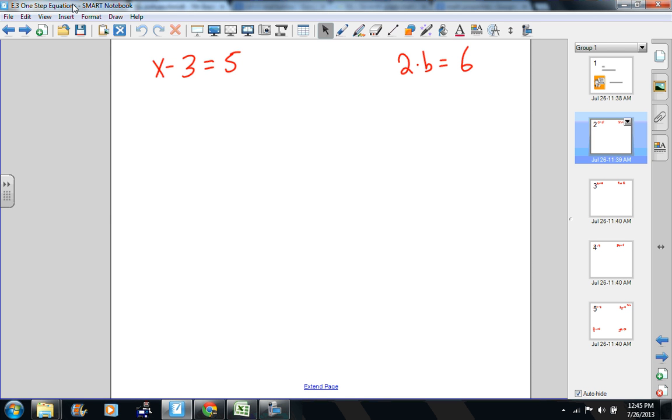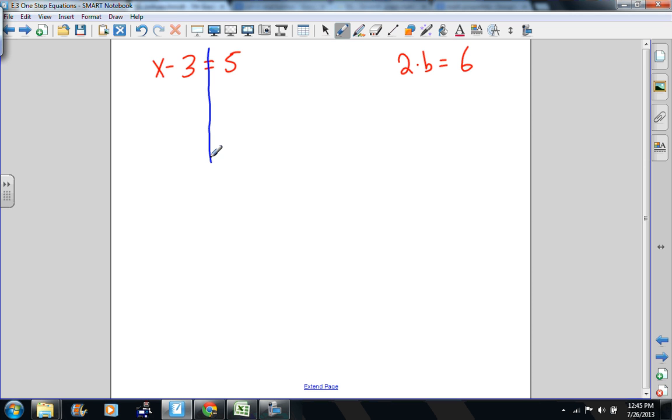So, what we are going to learn to do is solve these equations or find the variable without using mental math. Now, I know that you can look at the problem on the left and say x minus 3, x has to be 8, but I'm going to show you why it's 8 and show you how to show your work for that answer. So the first step to any of these problems is we're going to draw a line right through the equal sign.